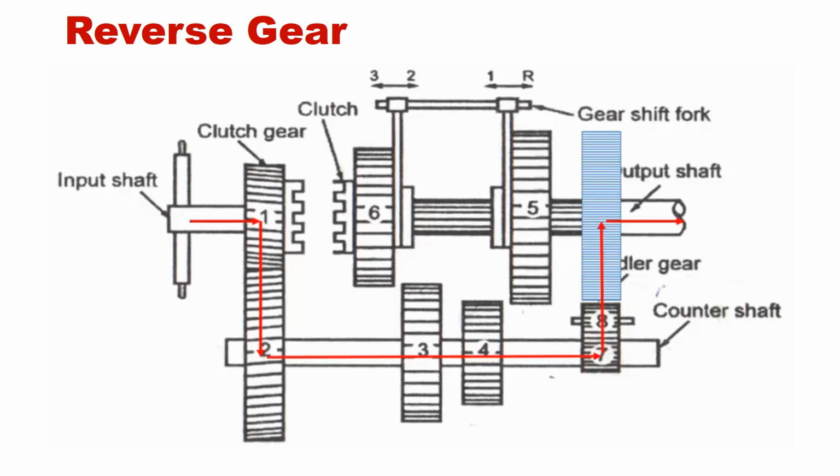Gear 1 clockwise, gear 2 anti-clockwise, gear 7 anti-clockwise, gear 8 clockwise, so gear 5 automatically rotates anti-clockwise. So the output shaft rotates in the anti-clockwise direction, and automatically the vehicle will come back.